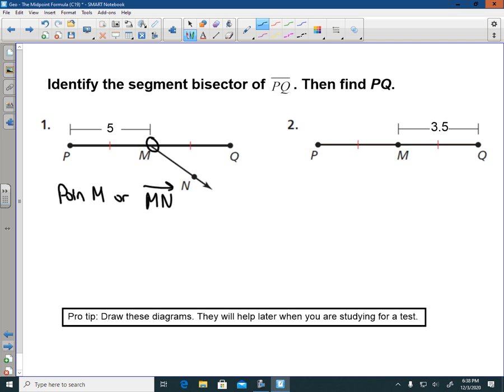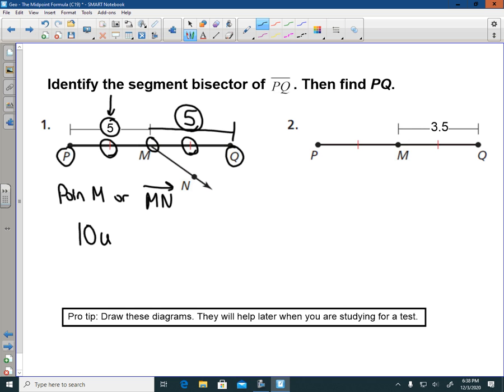Then if we find the length of PQ, that's going to be the distance between P and Q. What we want to notice is that from P to M is 5 units. So if we know that from M to Q is congruent to PM, don't we also know that this is 5 units? We sure do, and that's why having that information is important. So how far is it from P to Q? Well, it's going to be 5 units plus 5 units, so 10. We know that PQ is 10 units long.